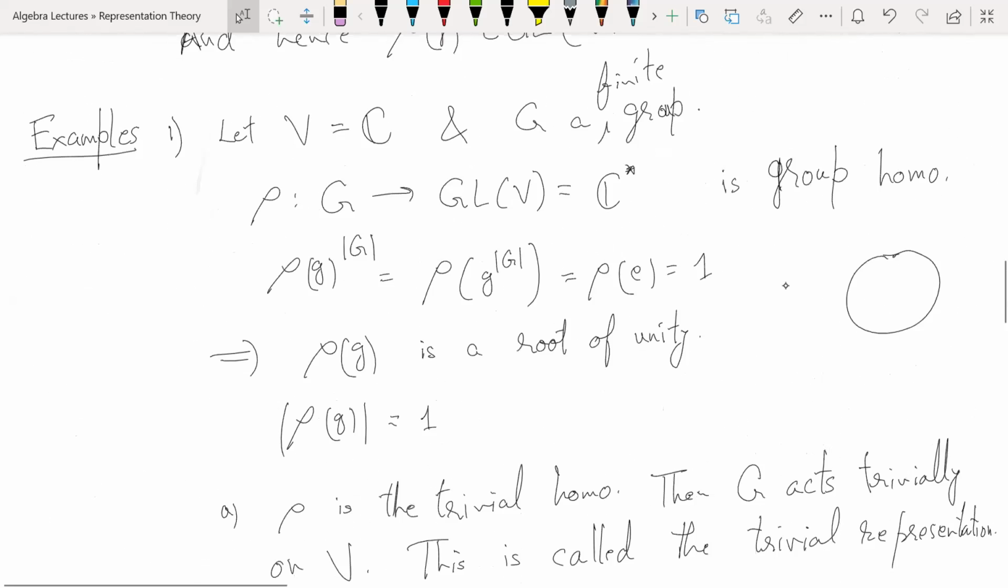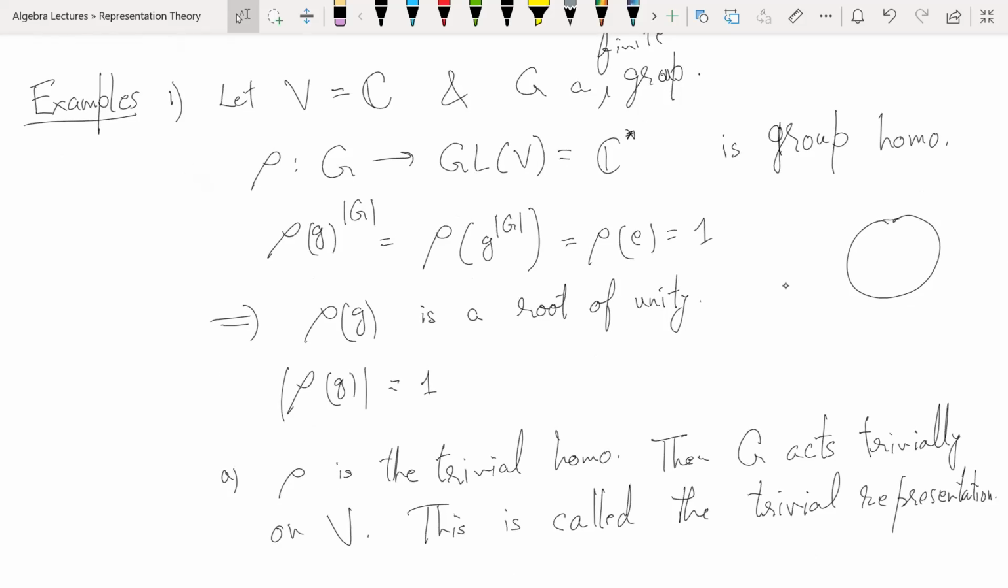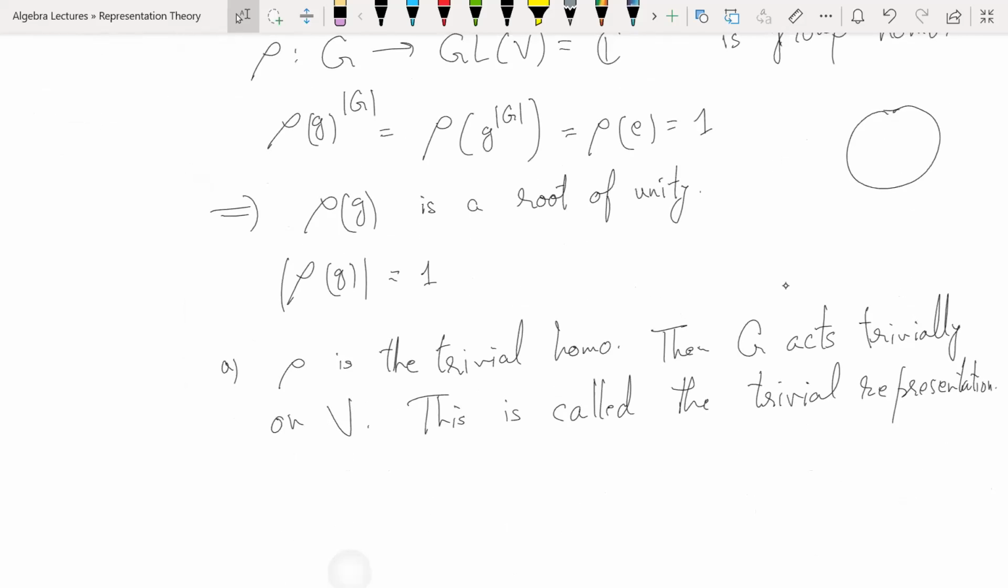So maybe another example would be from a group action. Say G, so let's say G acts on some set.